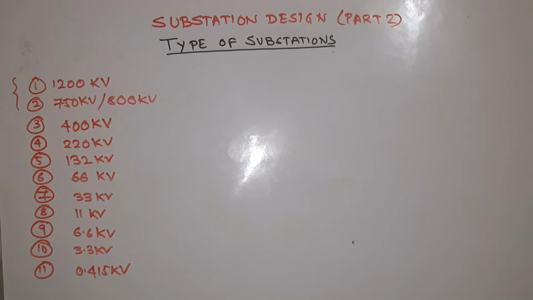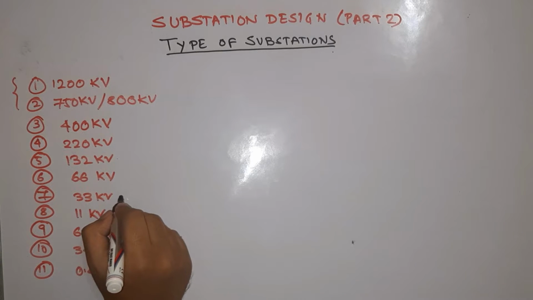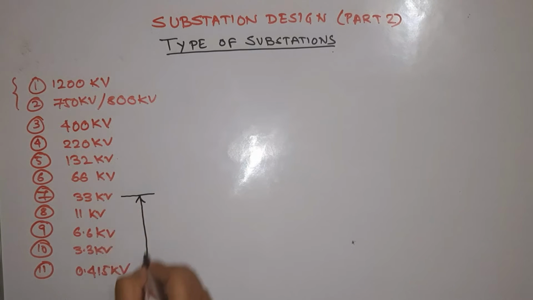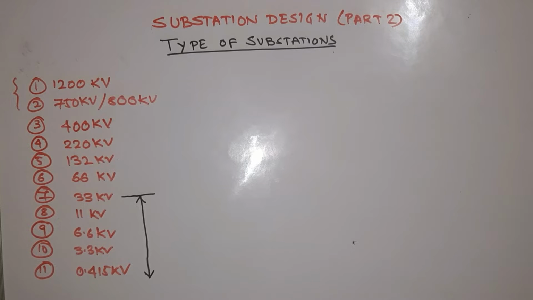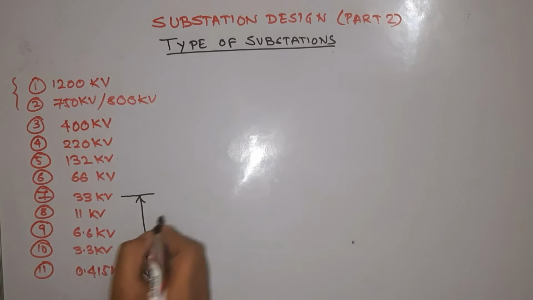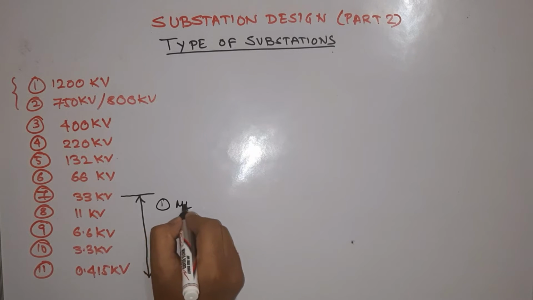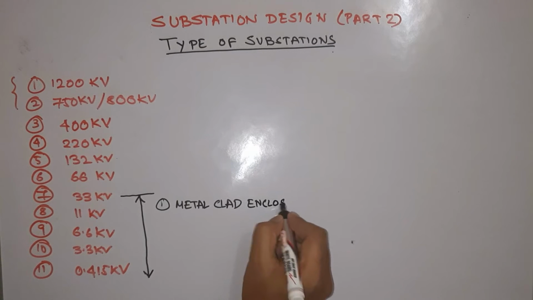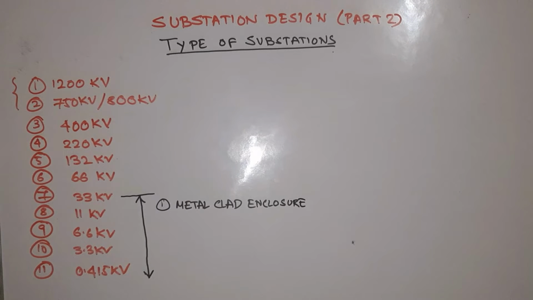Now we will set 33 kV as a dividing line. At 33 kV and below, all the substation components, that is bus bar, circuit breaker, isolator, CT, PT, can be installed inside a metal clad switchgear enclosure. We often call it a switchboard. Where the switchgears are assembled, it is called a panel or switchboard. It is metal clad and installed inside a building. It can be outdoor on some occasions, but it is mostly inside a building.